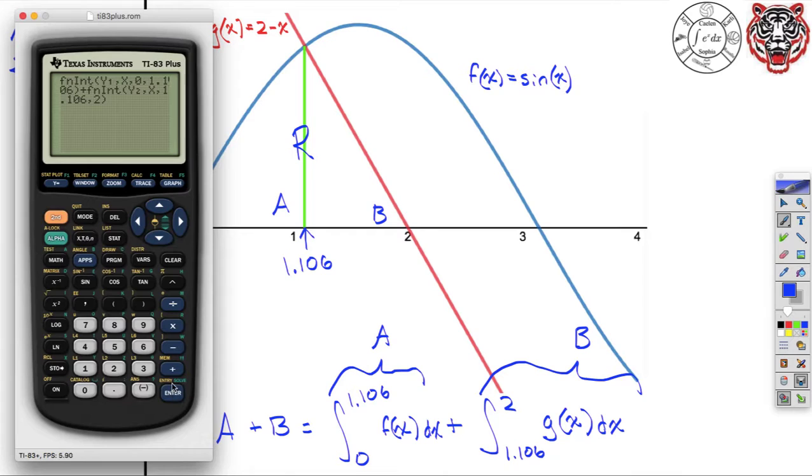All right, if I hit enter, we should all get the same thing. 0.951. So we are approximating here. This is going to be 0.951.